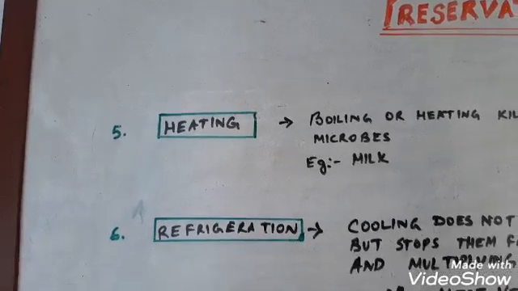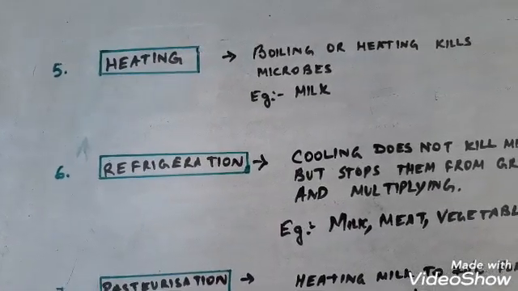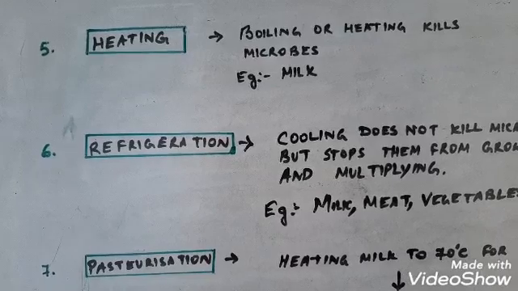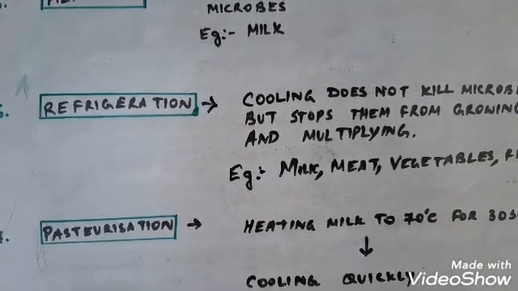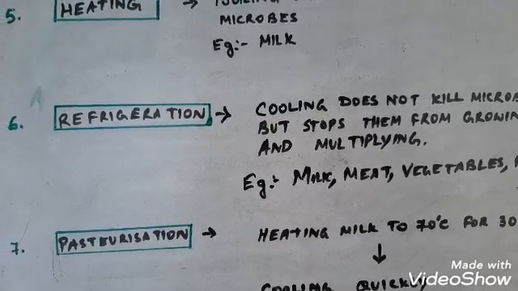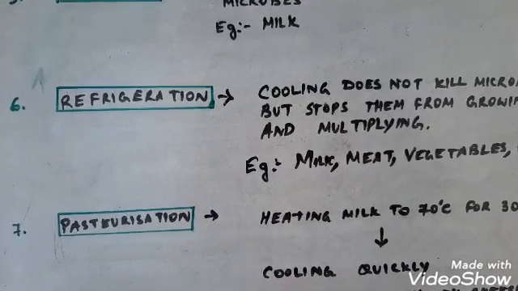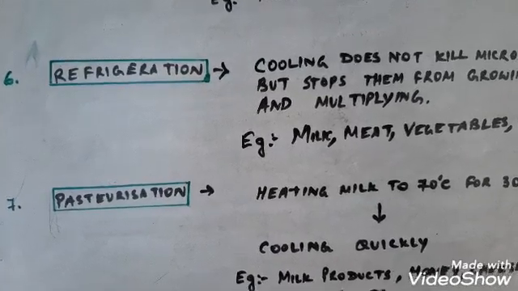Next comes refrigeration. Cooling or refrigeration does not kill the microbes, but it stops the growth and multiplication of the microbe. So which types of food are generally refrigerated? They are generally perishable food items like milk, meat, vegetables and fish.